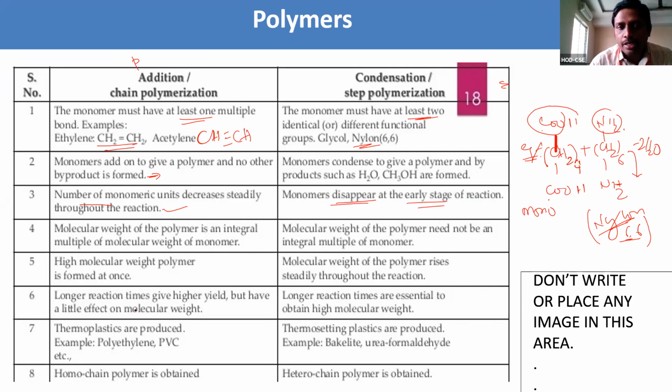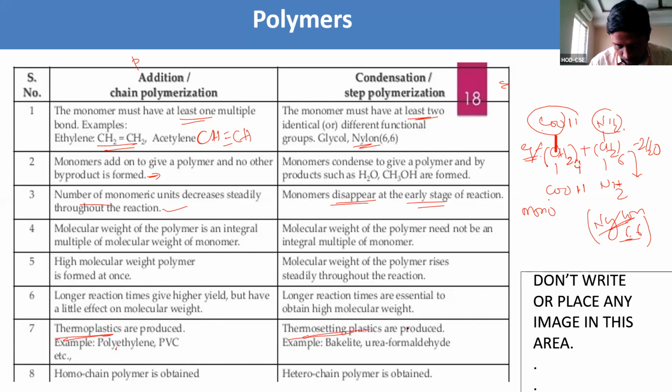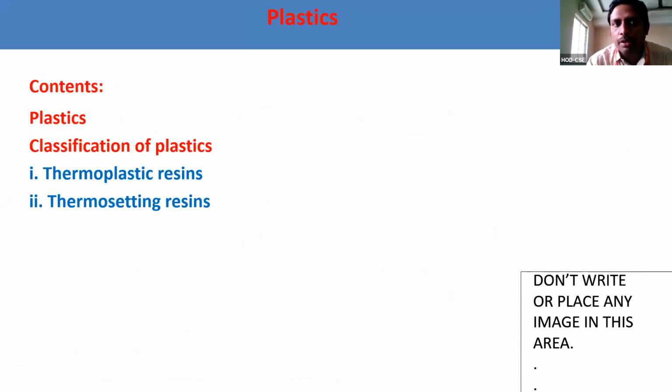Thermoplastic resins. This is important. Thermoplastics are produced by addition polymerization. Example, polyethylene and PVC, polyvinyl chloride, etc. Thermosetting plastics are produced by condensation polymerization. Example, bakelite, urea formaldehyde. This we need to discuss in the plastics. Homochain polymers are obtained in addition polymerization. Heterochain polymers are obtained in condensation or step polymerization.